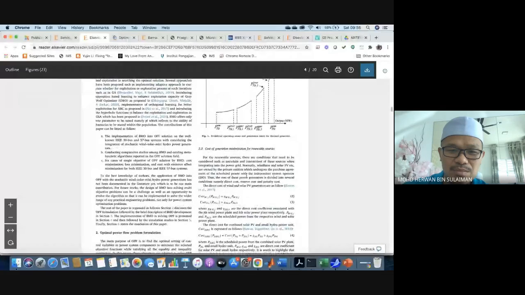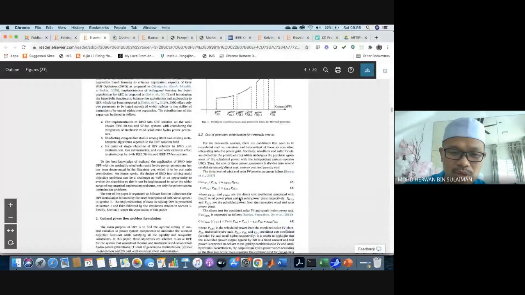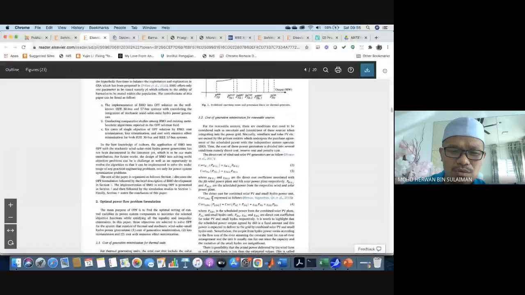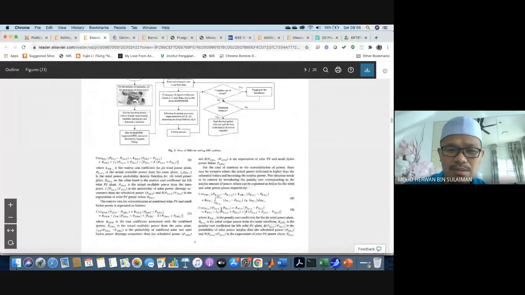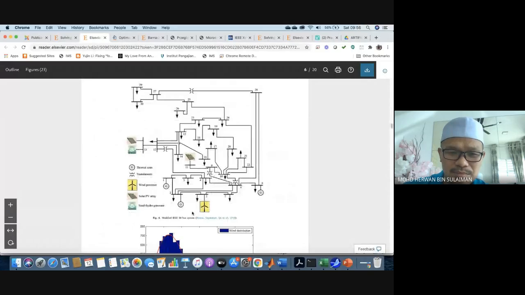So what we have done in terms of generation from renewable sources: we have a cost for wind, a cost for solar, and a cost for the combined solar and hydro generation. We implement this system. We have thermal generators, the conventional generators, and then we implement wind, solar, as well as the combined solar and small hydropower.